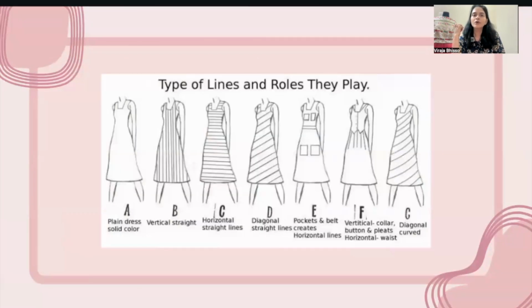If you see this picture, we know the types of lines and the roles they play. For example, a plain dress. Then we have the vertical straight line, which gives more height to the wearer. Then we have the horizontal straight lines, which give a little shorter look. Then we have the diagonal straight lines, and we also have pockets and belts that create a horizontal effect. Then we have the vertical button and the horizontal waist, which give another effect. And then finally we have the diagonal curve. So all these different types of lines give a different visual effect for a viewer who is looking at the person wearing these outfits.